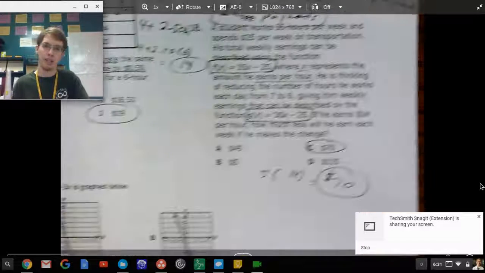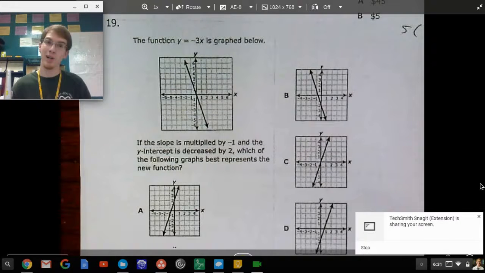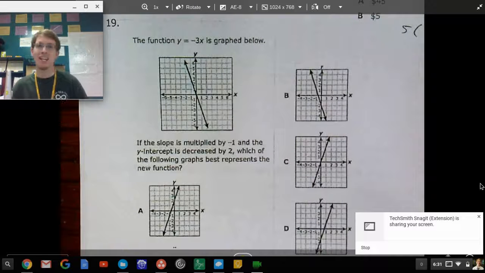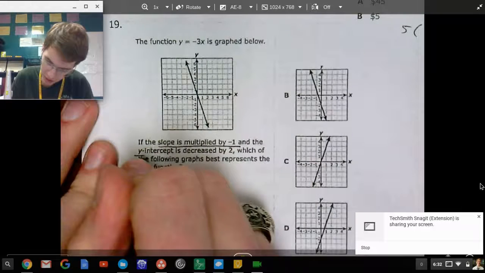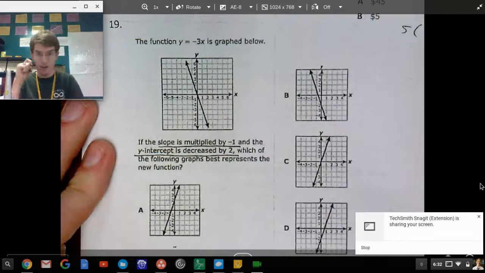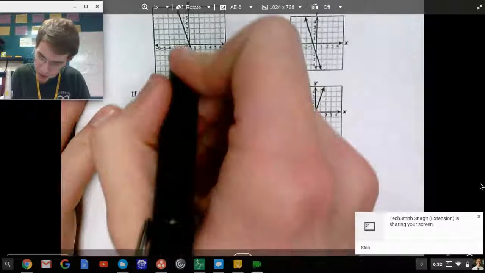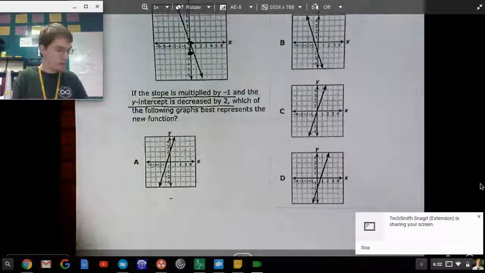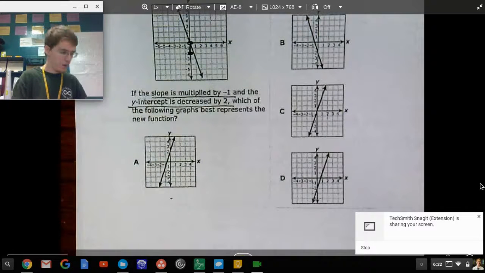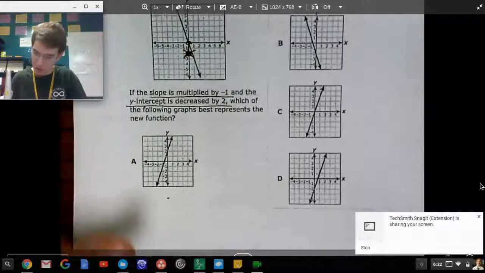All right, 19 is our last one. Thank goodness. The function y equals negative 3x is graphed below. If the slope is multiplied by negative 1 and the y-intercept is decreased by 2, which of the following graphs best represents the new function? So first I'm going to think about the y-intercept. If it starts right here, if it goes down 2, that means it's going to be right down here, -2. I need to grab my different colors here. So our new y-intercept should be right here at -2.